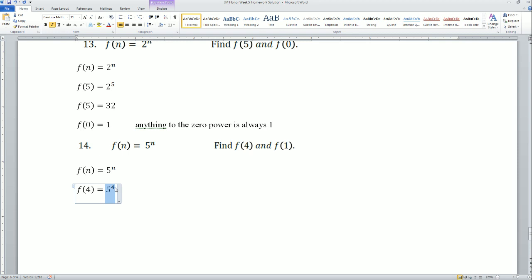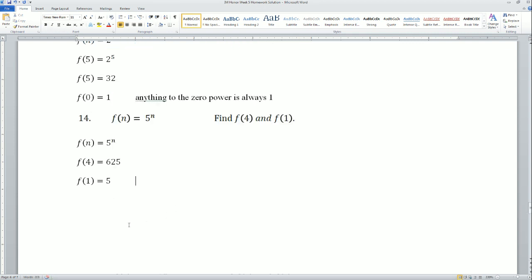5 to the 4th power, sorry about that. 5 to the 4th power is 625. Okay. Next, we're going to do function of 1. Substitute 1 in for n. What is 5 to the 1st power? 5 to the 1st power is 5, right? 5 times 1 is 5. Good.